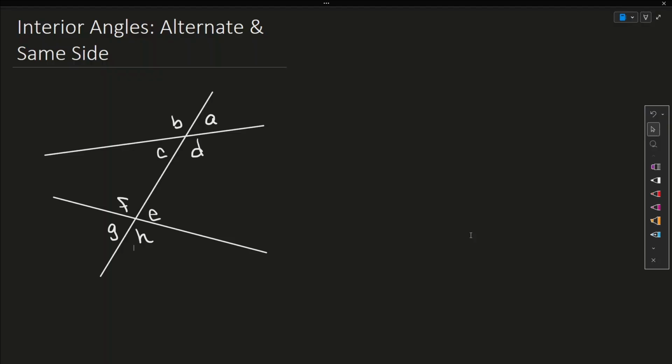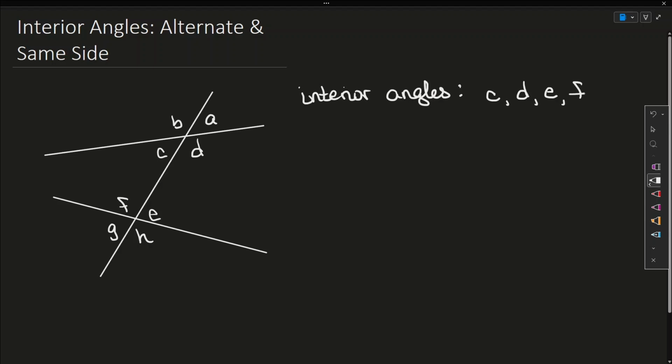Let's focus on interior angles. Interior angles lie between the two lines. So in this case, there are 4 interior angles. They are C, D, E, and F.